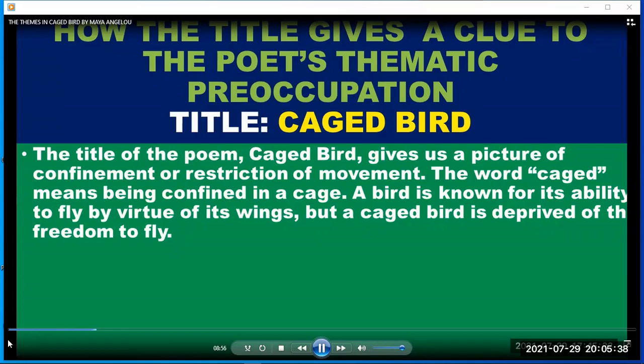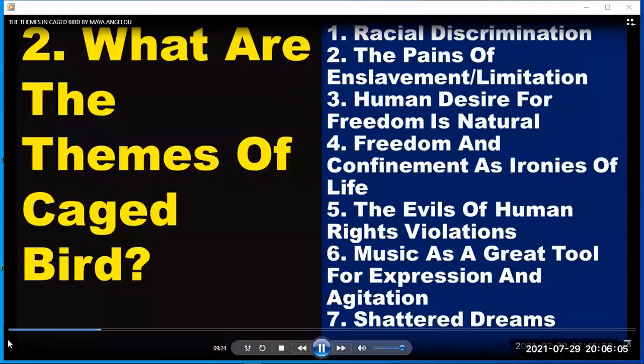So I want you to just form a mental picture of what a caged bird passes through. The restriction of movement, the confinement, all right? And the rights, the freedom that the bird is prevented from enjoying. And that will give you a clue to the situation of the Black Americans that Maya Angelou discusses in this work of art. So number two, what are the themes of Caged Bird?